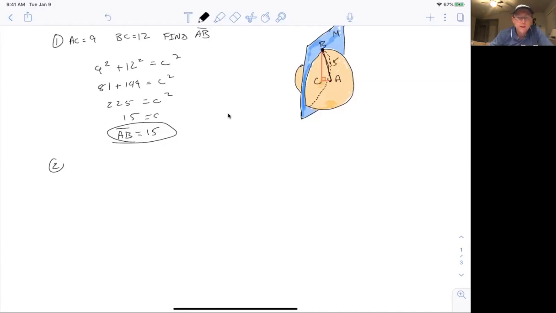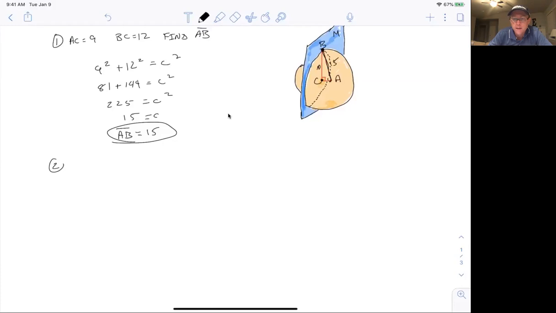So we'll put that in there. And then the radius of the circle, this plane cut the sphere and formed a circle. And the radius of that circle is, it said, 10. So that's CB. So CB is 10.